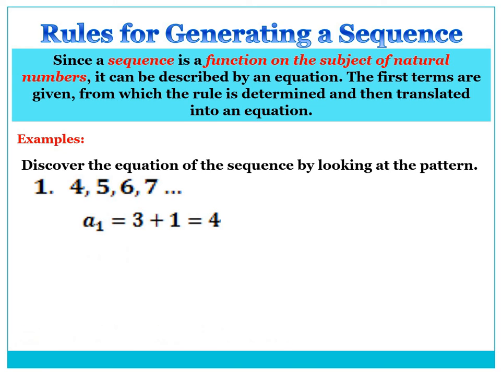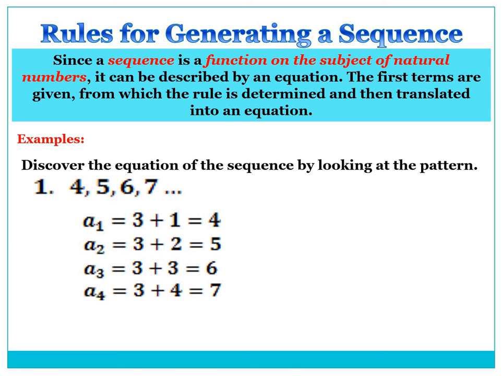So let's see. A sub 1 is 4, so it is 3 plus 1. A sub 2 is 5, so 3 plus 2. A sub 3 is 6, we have 3 plus 3. And a sub 4 is 3 plus 4, which is 7. So from this, we can have the general equation. The equation is a sub n equals n plus 3. So n can be any number, then added by 3.